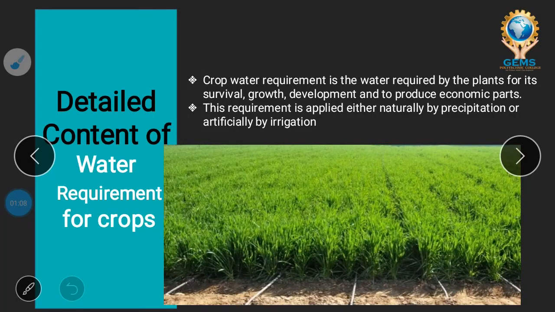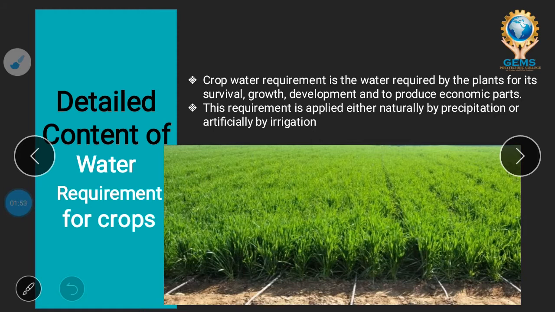As we all know, every type of crop requires water for its survival, growth and development. For what? To produce the economical part. As we all know, cultivation provides a good economy to our country. India is a farmer dominant country where 70% of the people are dependent on agriculture. So the requirement is met either by artificial processes or by natural processes. How will we provide water through the artificial process? Through the dam, where water is stored, through the reservoir where water is stored, and through the head regulator, then canal, through which we can supply water to nearby areas where the canal passes.